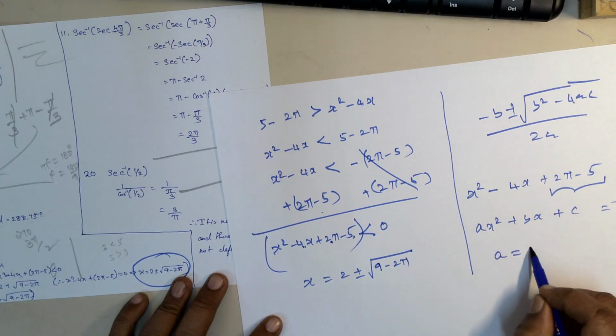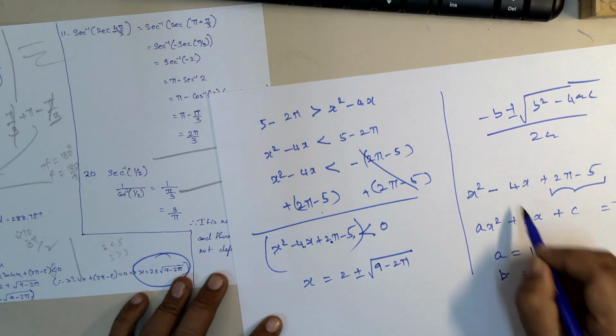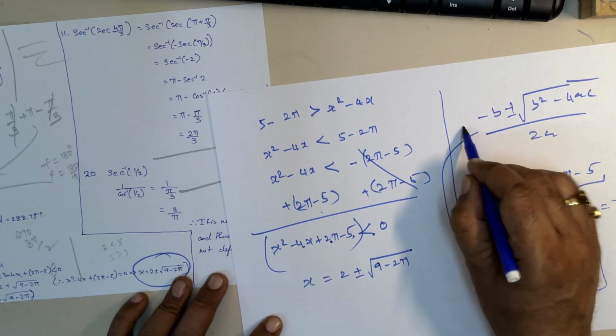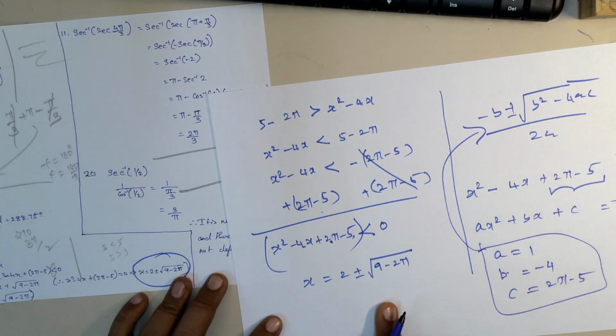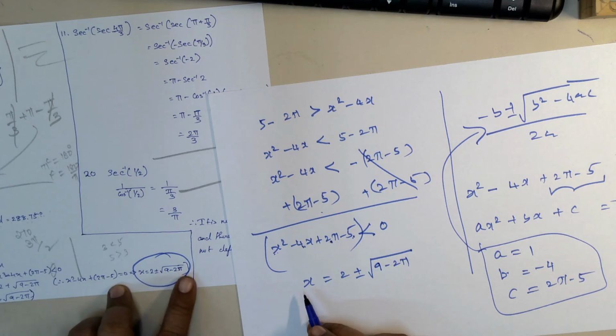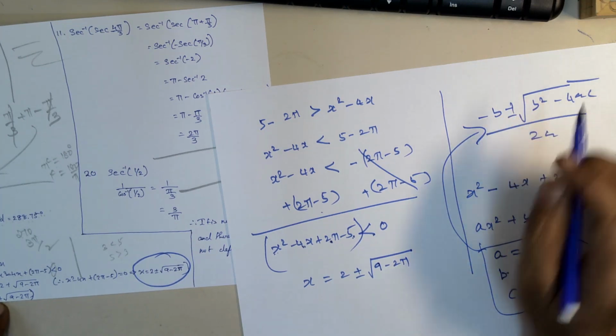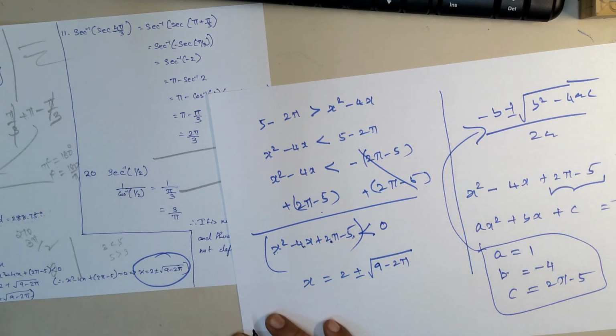Therefore, a is equal to what? 1. b is equal to what? Minus 4. c is equal to what? 2 pi minus 5. So you can apply this in the formula so that you are able to get it. Got it? Right. So now you have found out x is equal to this much. And that is why x belongs to 2 minus square root of 9 minus 2 pi and 2 plus, because we have got both plus or minus. Okay, so that is the result.